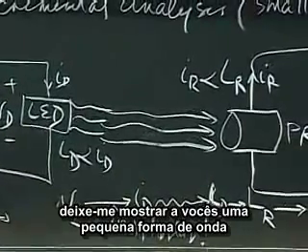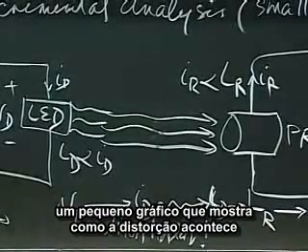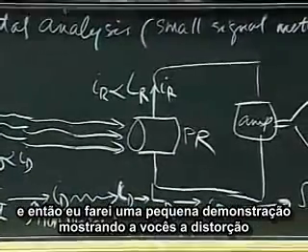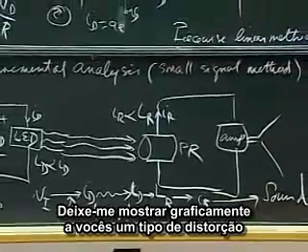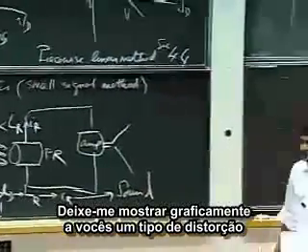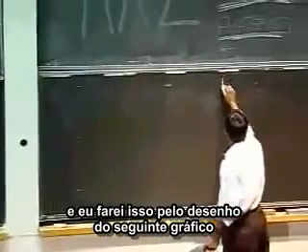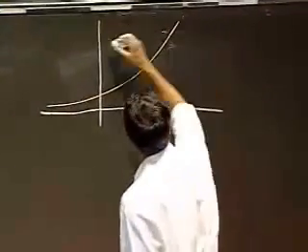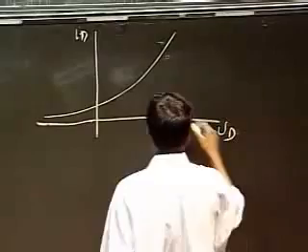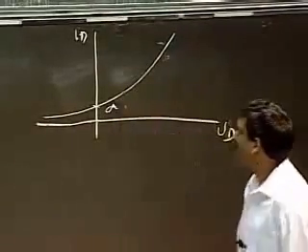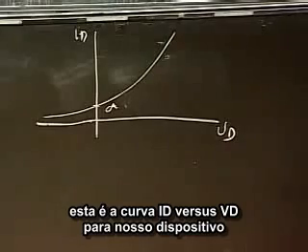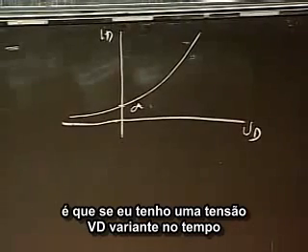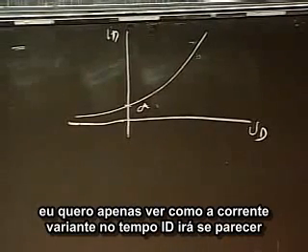So let me show you a little waveform, a little graph to show you how the distortion happens, and then show you a little demo showing you the distortion. So let me graphically show you the kind of distortion that's happening here. And I'll do it by drawing the following graph. So this is the VD ID curve for our device. And what I'm going to plot for you is, if I have a time-varying VD voltage, I just want to see what the time-varying ID current looks like.